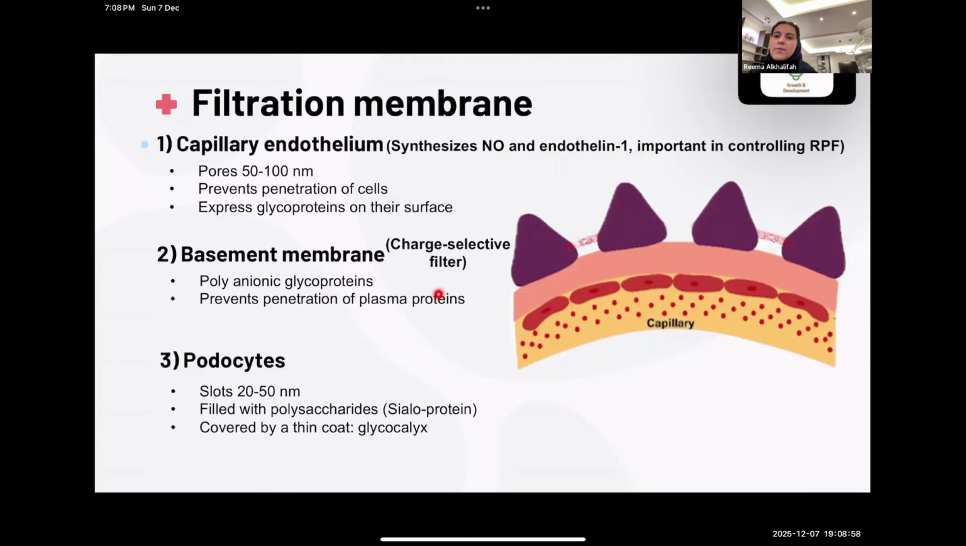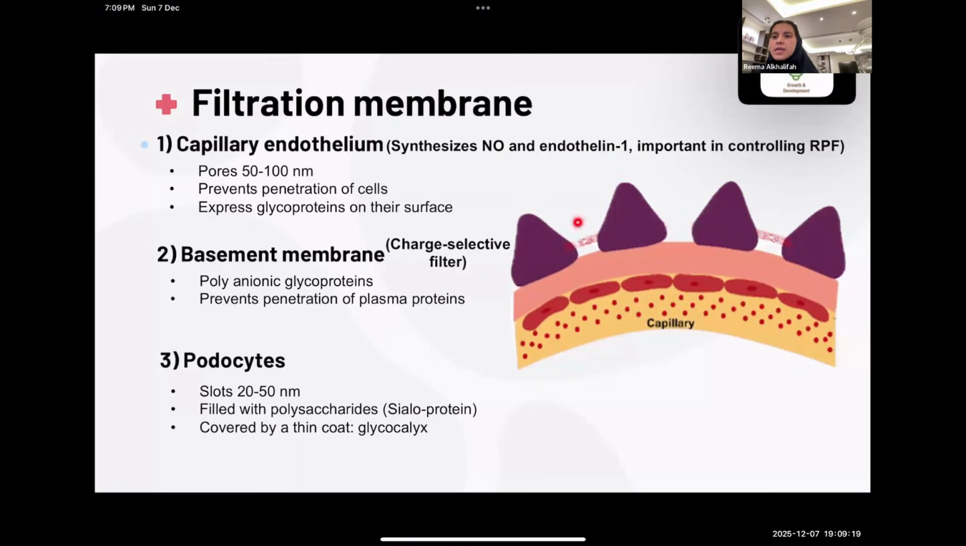And secondly, we have the basement membrane. Now, here it contains polyanionic glycoproteins, which allows it to be negatively charged. And now here, this is where plasma proteins are not allowed to enter. And keep in mind, the basement membrane is the main or dominant layer that is charge selective.